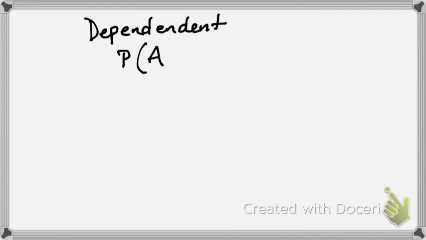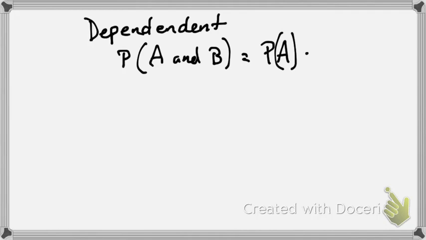Alright? The next part is talking about dependent, and this one's a little bit trickier for people to get their hands on. The way that they write this is the probability of A given that B happens. Okay? Probability of A given B. So that line means given. So the probability of A and B happening is the probability of A, and then the probability of B given that A happened.